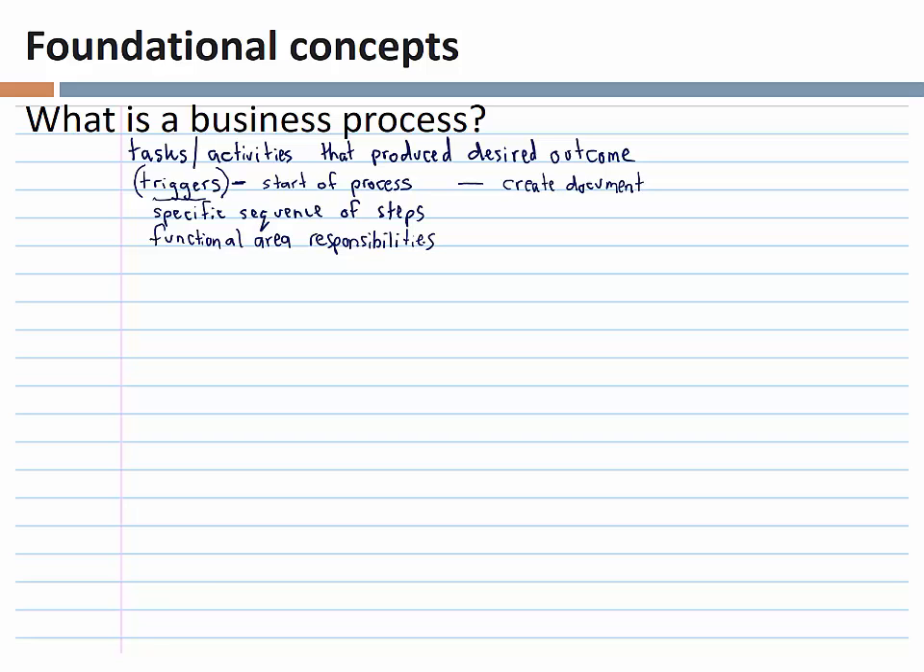I have a business process. It consists of 17 steps in this sequence. I know to start that sequence when this document is created, and I know the sequence in which those steps will be executed. If that is all I know, I still have a problem, because who's going to actually do what? So our business process defines what functional areas are responsible.